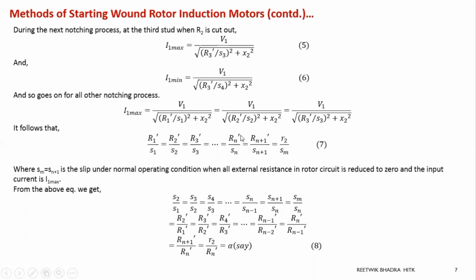Now from this equation, equation number 7, we can cross multiply like this. So I can write S2 by S1 is equal to S3 by S2, and so on. That's why I've written it over here. S2 by S1 is equal to S3 by S2 is equal to S4 by S3 is equal to Sm by Sn.